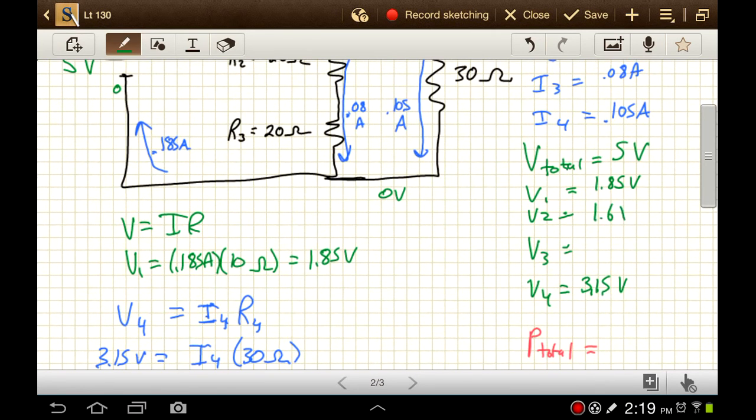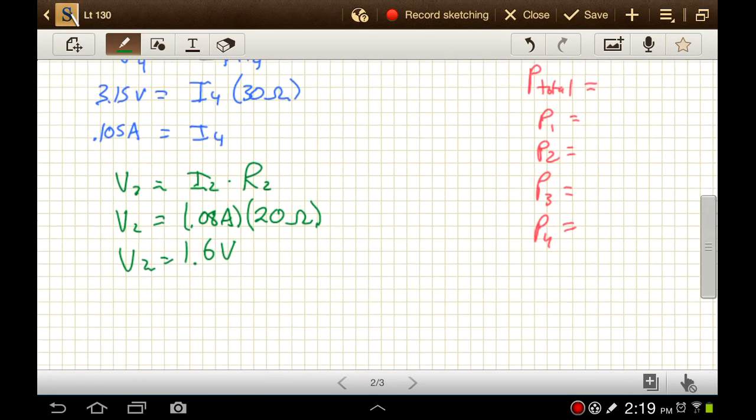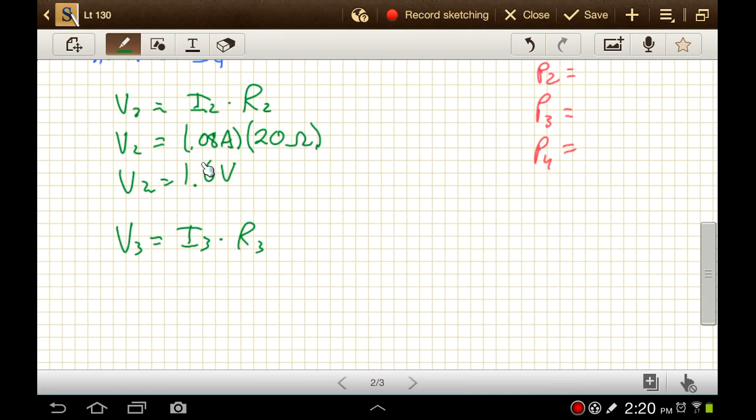Okay, and then another one for R3, and R3 has the same value. So V3 is going to be equal to I3 times R3. So it's still 20 ohms, still the 0.08 amps. So this one is going to be exactly the same, 1.6 volts.